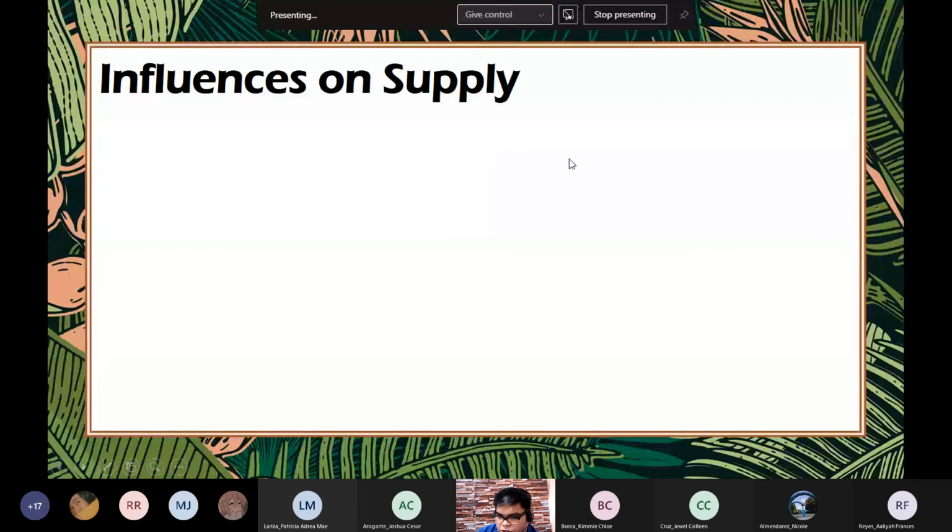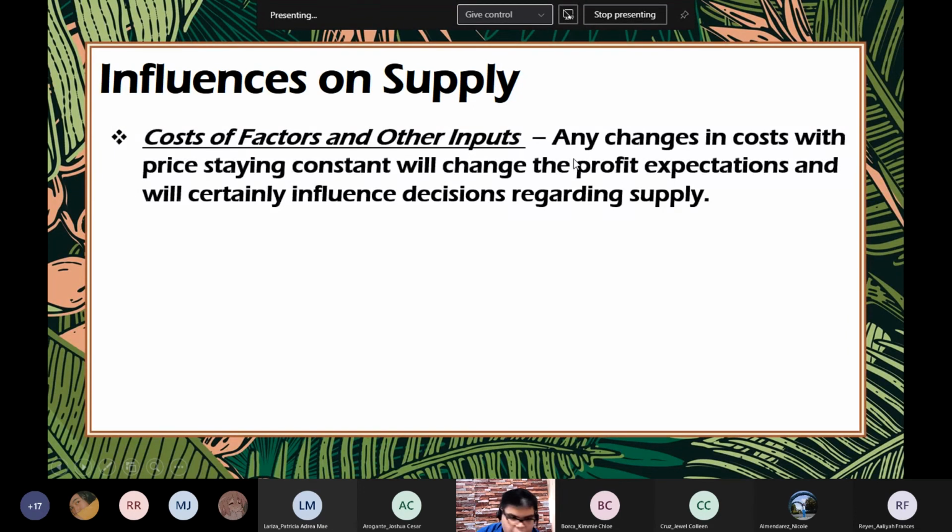So, here are the influences on supply. So, kindly read. Sino pa ba ang hindi ko natatawag? Okay ka na, Miss Brazal. Natawag na kita. Sige. Miss Tanaka, natawag ko na ba? Yeah, Miss Tanaka. Not yet. Sir, now pa lang po.